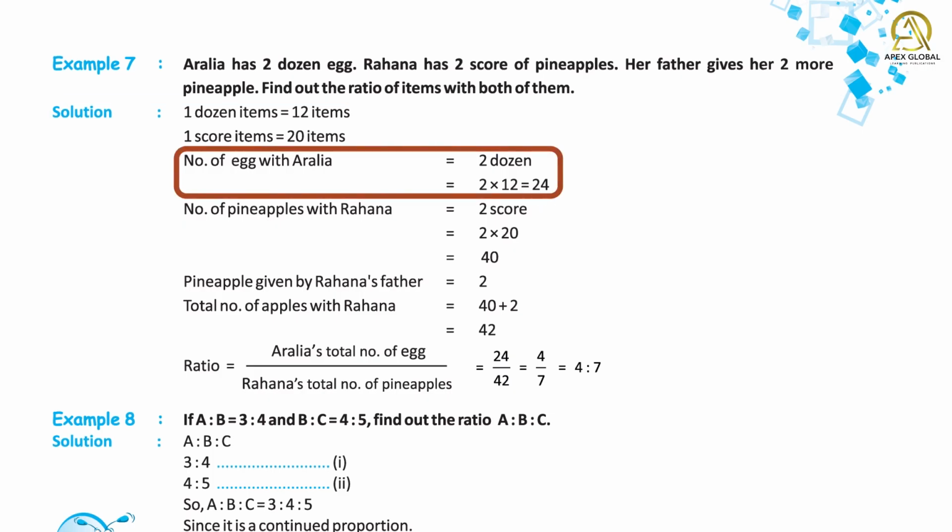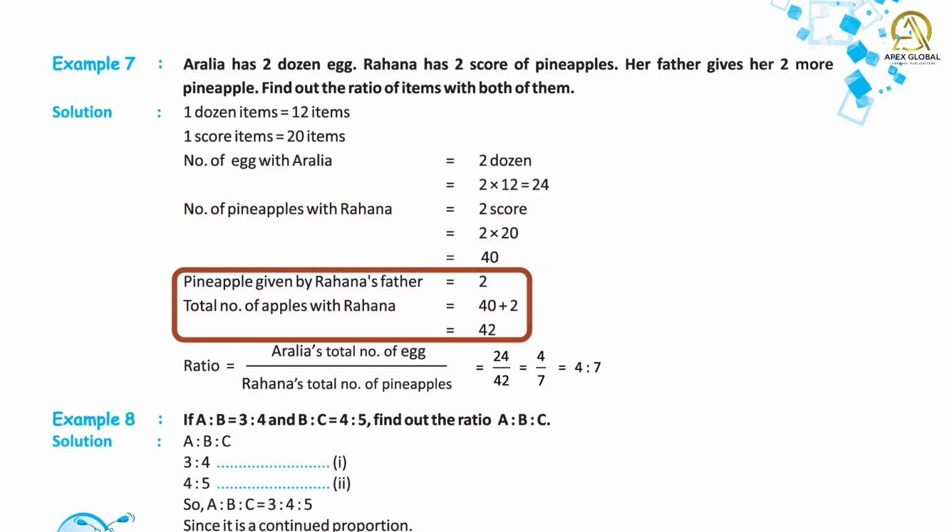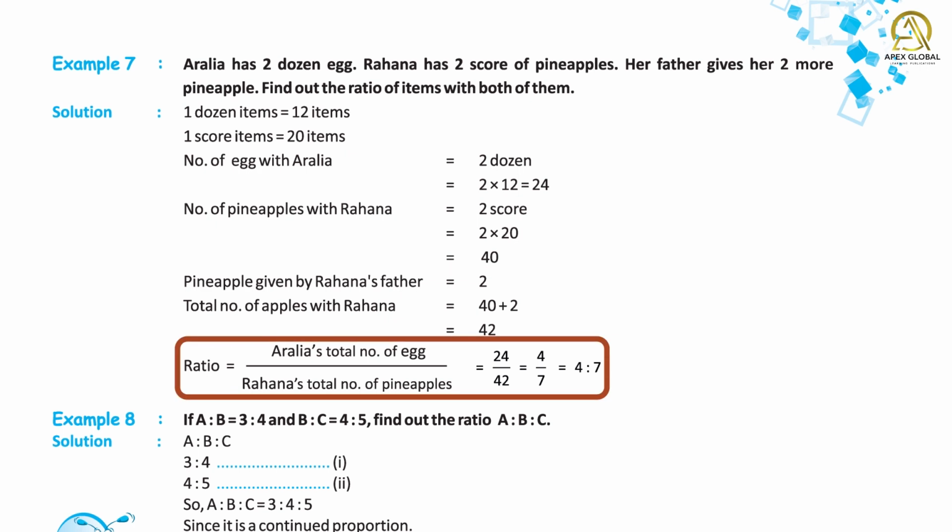Number of eggs with Aralia equals 2 dozen, equals 2 into 12, equals 24. Number of pineapples with Rahana equals 2 score, equals 2 into 20, equals 40. Pineapples given by Rahana's father equals 2. Total number of pineapples with Rahana equals 40 plus 2 equals 42. Ratio equals Aralia's total number of eggs upon Rahana's total number of pineapples, equals 24 upon 42, equals 4 upon 7, equals 4:7.